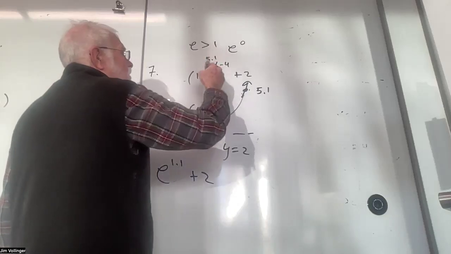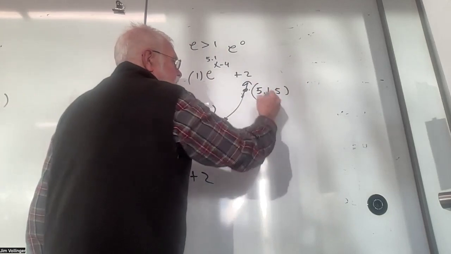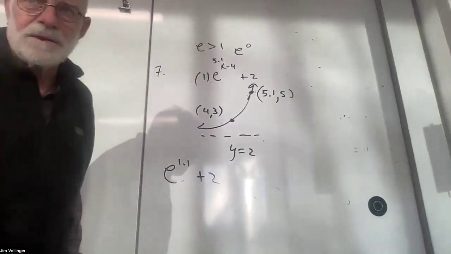So let's put 5.1 minus 4 at 1.1. I know that's 3 plus 2 is 5. You've been doing the other lesson sets, that's enough to talk about that.